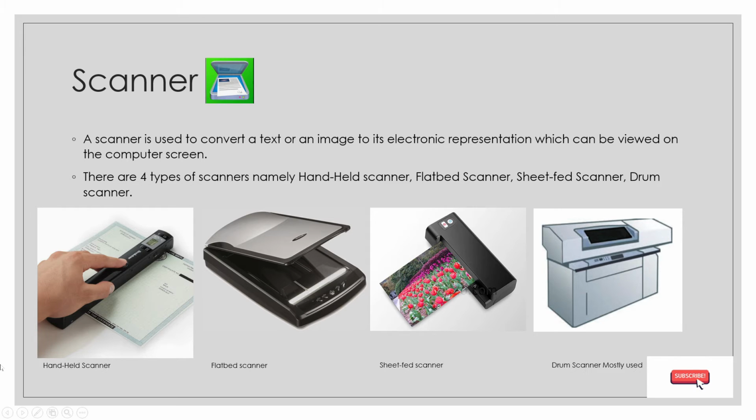So as you can see, this is the handheld scanner. You have to move the scanner over the whole paper and the scanner recognizes it. But with the flatbed scanner, you have to put the paper and close this and it can recognize. The drum scanner is a scanner which we usually use.